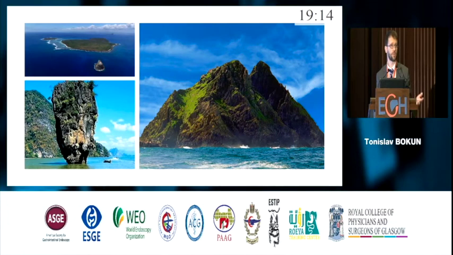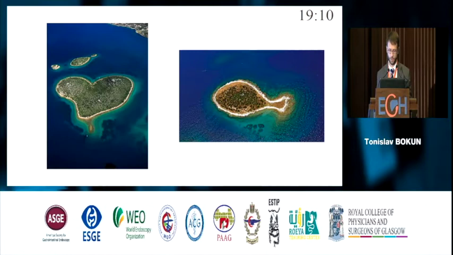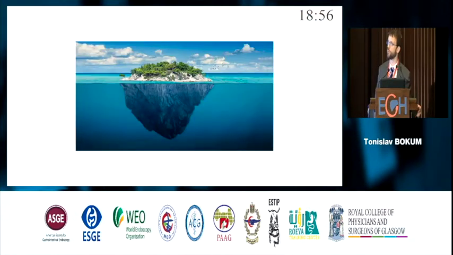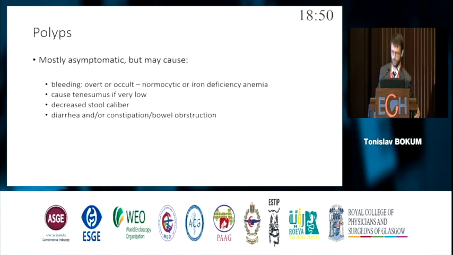They can be very small, they can be very big, they can be pedunculated, flat, or sessile. They can be of various shapes, like these beautiful islands in Croatia, or they can be of a more uniform surface pattern, or maybe have different areas, or be depressed. And what we actually want to know is how deeply they go into the colonic wall.